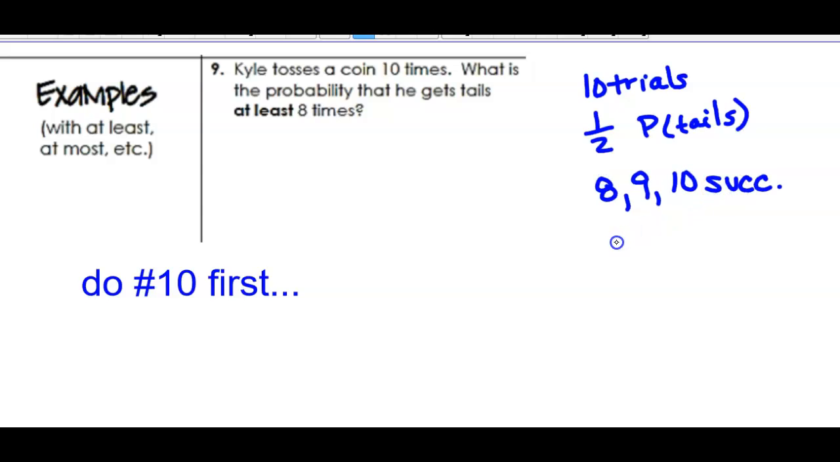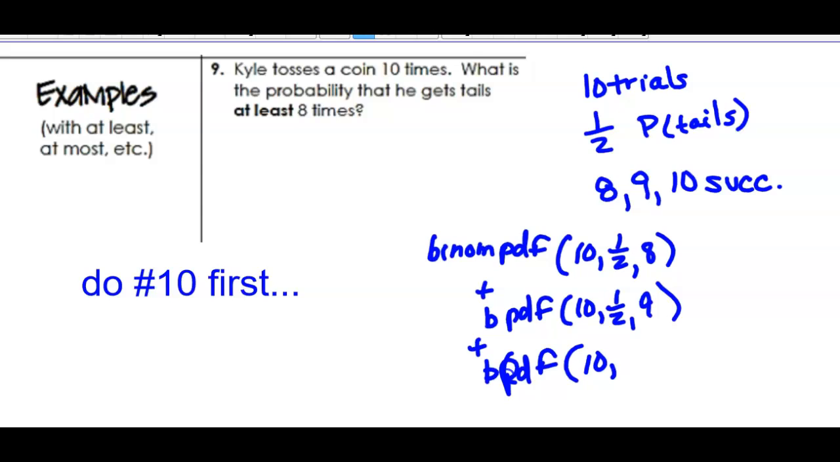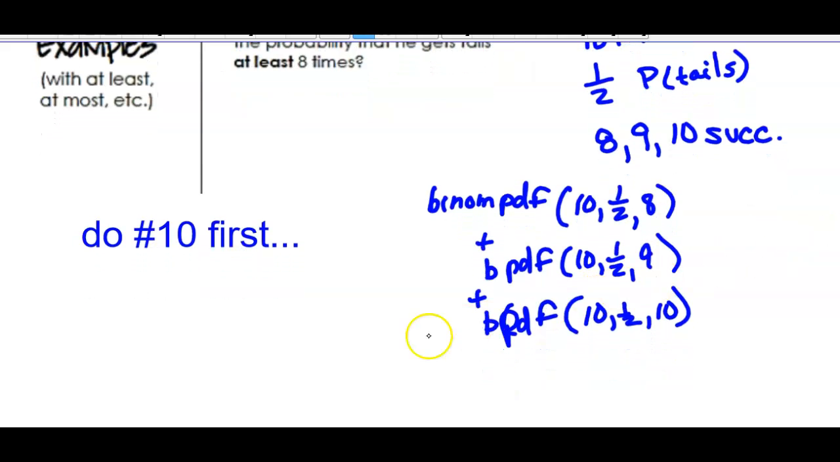So this one, because this is adding up, you have 2 options. You can do binomial PDF, straight up probability of 10, 1/2, 8, plus the binomial PDF of 10, 1/2, 9, plus the binomial probability of 10, 1/2, 10. You could add all those up. The other option is a little confusing for some students.